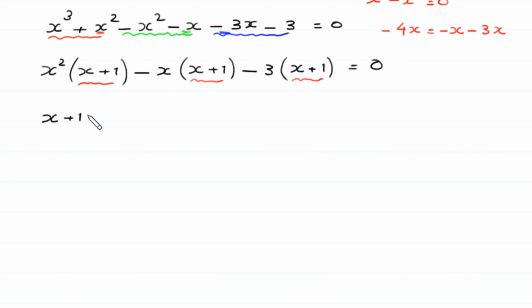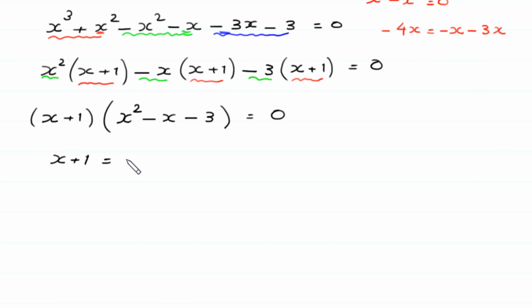X plus 1 as a common factor, and in bracket left this x squared, this negative x, and this negative 3. In bracket left x squared minus x minus 3 is equal to 0. Now from here either this expression x plus 1 is equal to 0 or this expression x squared minus x minus 3 is equal to 0. From here x is equal to negative 1. This is the first value of x.